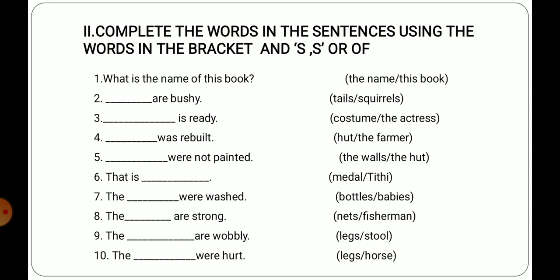So, similarly, you will try these. And if it is a non-living thing, like in the fifth one and in the ninth one, it will take of, because the hut is non-living and the wall is also non-living. Stool is non-living and legs are also non-living in ninth one. So, it will be the walls of the hut were not painted, and in ninth one, the legs of the stool are wobbly. Wobbly means shaky, hilte hain.